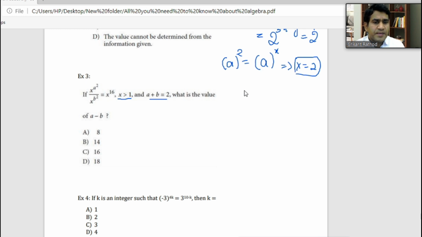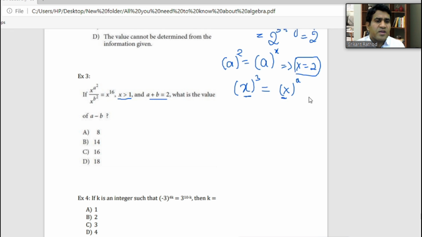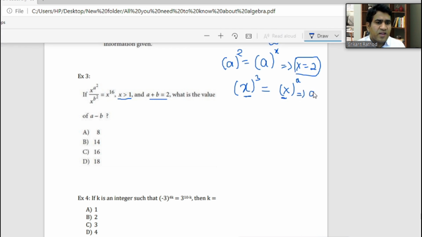In a similar way, let's take x to the power 3 is equal to x to the power a. In this case, when the bases are the same, I can equate their powers. I can say from this that the value of a is going to be 3, right?